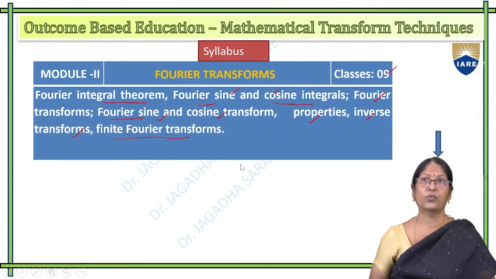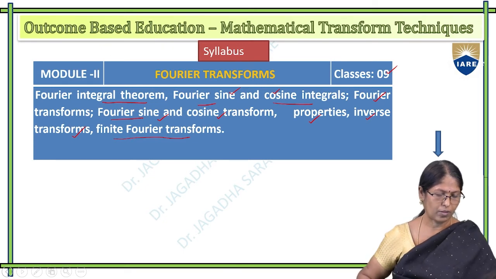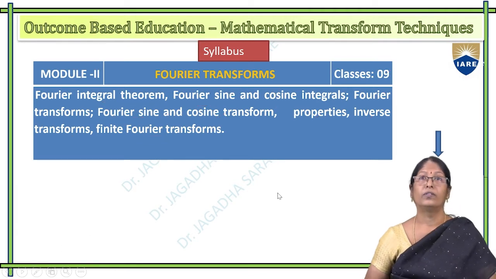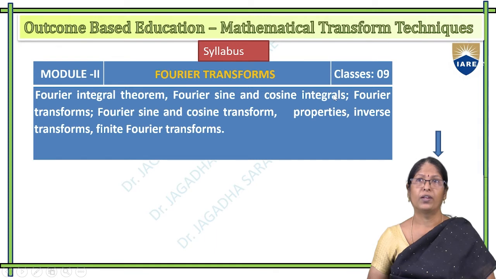So we can see the syllabus here. The syllabus includes the Fourier integral theorem, Fourier sine and cosine integrals. From these come the Fourier integrals, Fourier transform, and Fourier sine and cosine transforms, with infinite and finite properties. This is our syllabus curriculum, so the student should possess this complete curriculum knowledge.